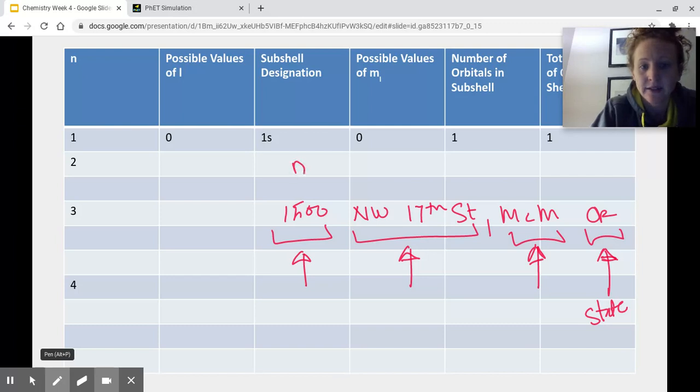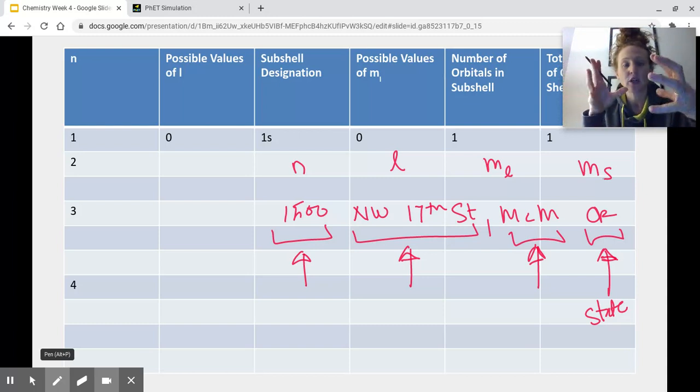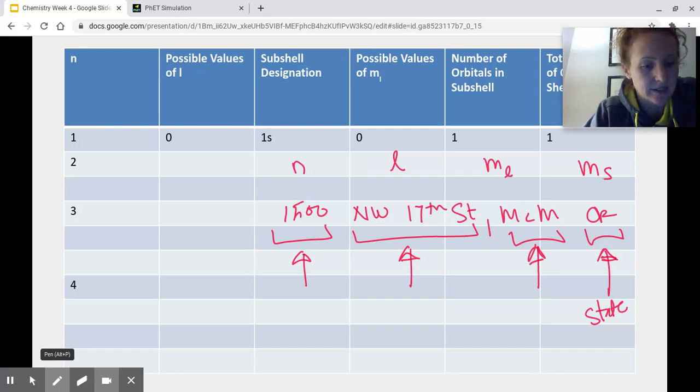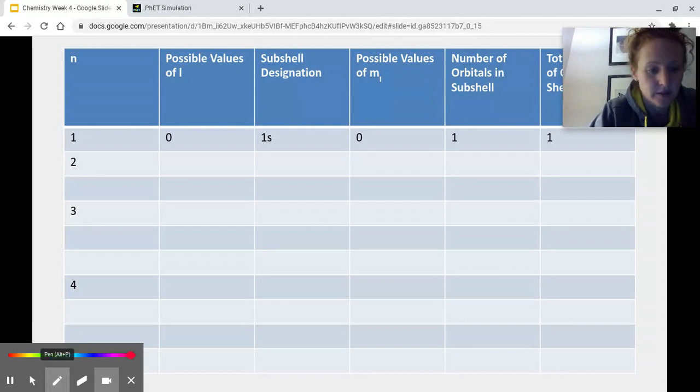We have a code, and it's made up of n, l, m sub l, and m sub s. And each part of this code, it starts very general, and it brings us closer and closer and closer to the electron's location. And when you have all four pieces, it actually tells you where one electron is located around the atom. So that code is what we need to break down next. So let me tell you what all these pieces represent.